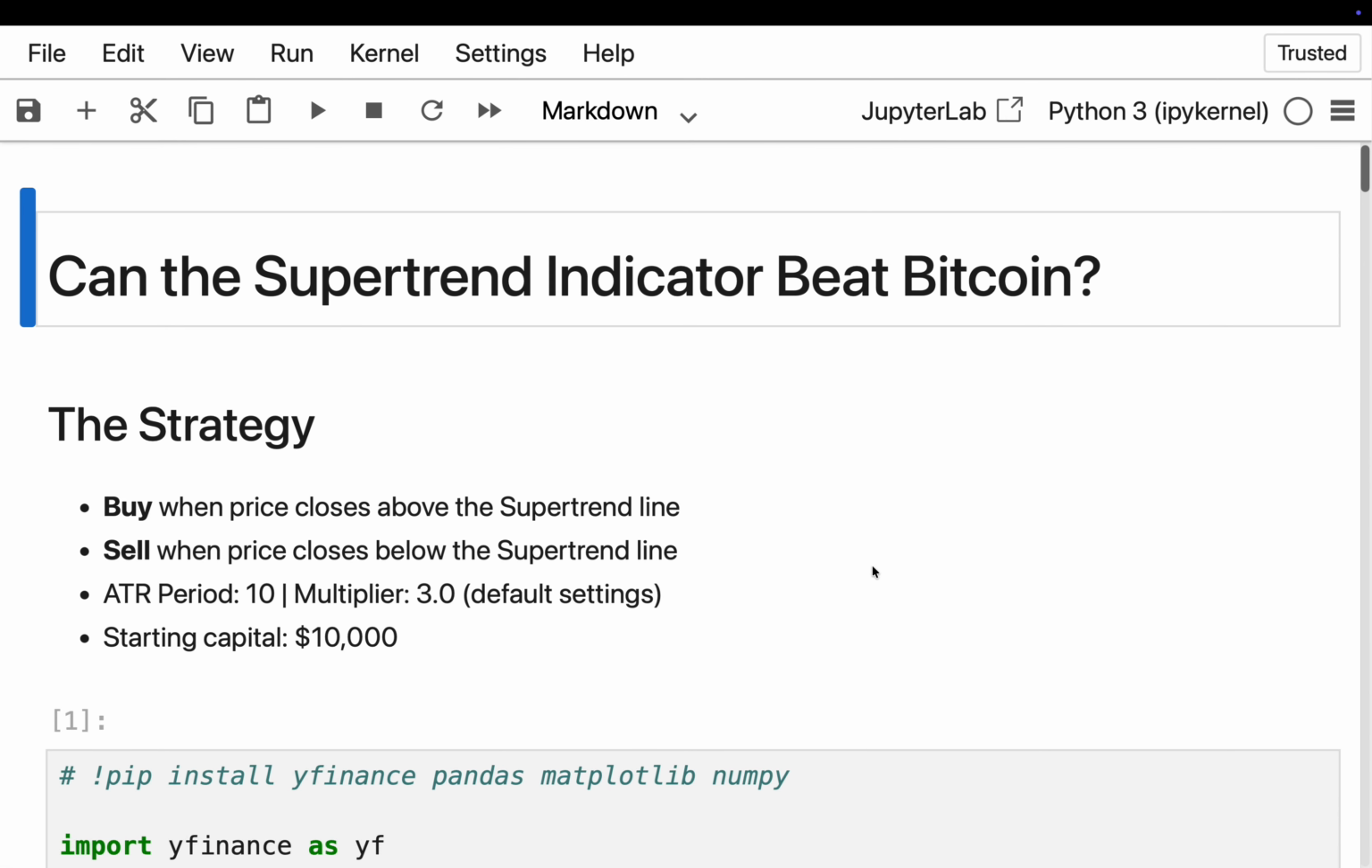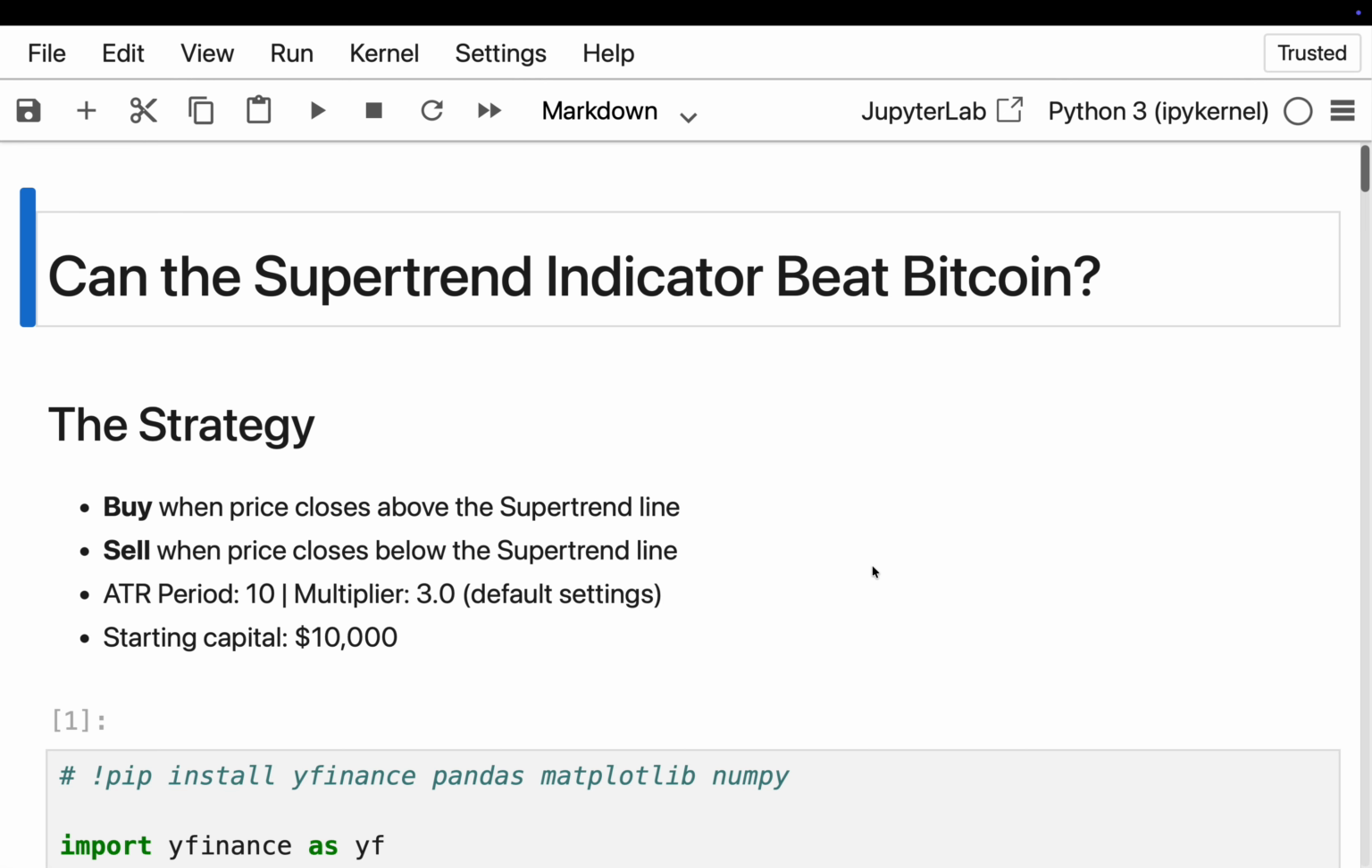On this channel, we test trading strategies with real data, real Python code, and real backtests. No hype, no Lamborghinis. Today, we're testing the Supertrend Indicator on Bitcoin. If you've spent any time in crypto trading communities, you've seen this thing everywhere.